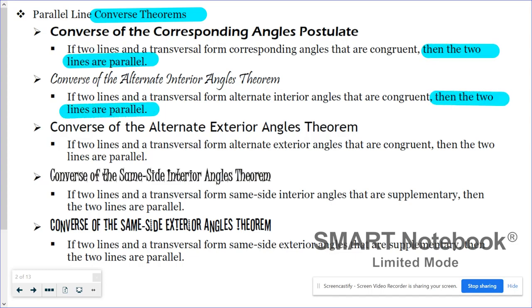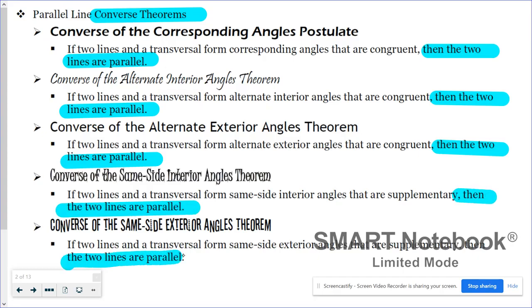So if we can prove the if parts of these theorems, we can then conclude that the two lines are parallel. So we would need to prove that a pair of corresponding angles or alternate interior angles or alternate exterior angles are congruent, and then we can say the lines are parallel, or we can prove that a pair of same side interior angles or same side exterior angles are supplementary, and then we can say the lines are parallel.